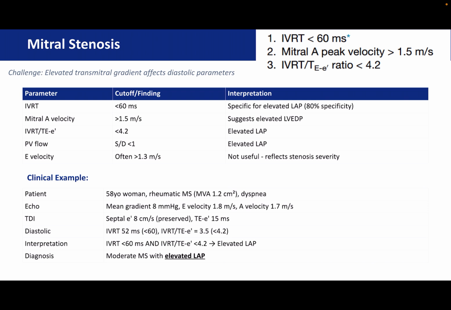IVRT less than 60, IVRT to E over E prime ratio less than 4.2, pulmonary vein systolic to diastolic ratio less than 1, mitral A velocity greater than 1.5. A clinical example, a 50-year-old woman with rheumatic mitral stenosis: IVRT of 52, less than 60, IVRT to E over E prime of 3.5, which is less than 4.2. Both criteria for elevated left atrial pressure are met. Confirmed elevated left atrial pressure despite uninterpretable E velocity.